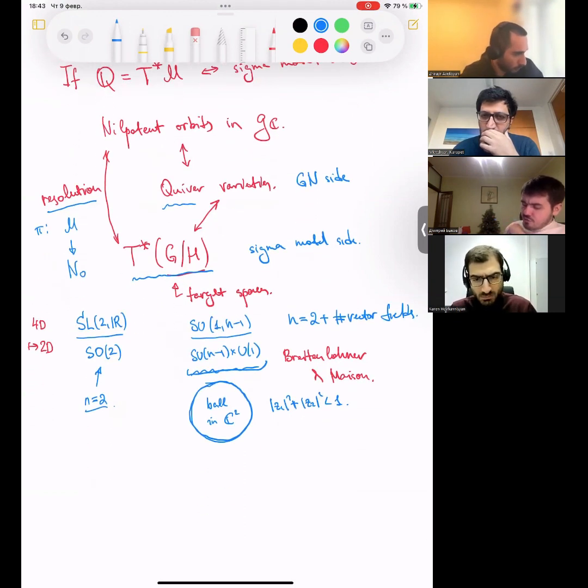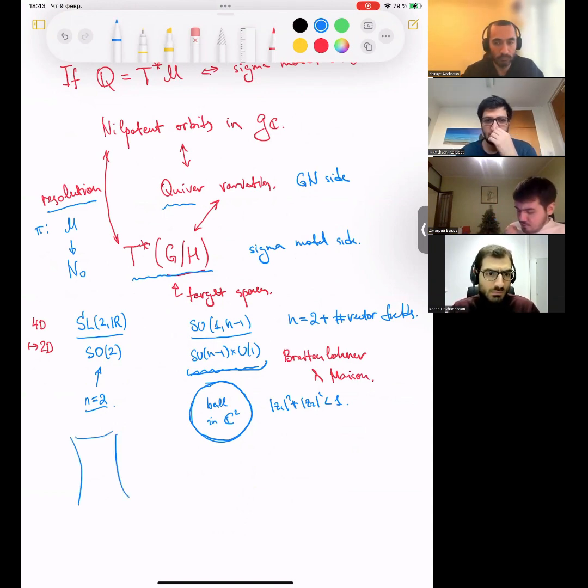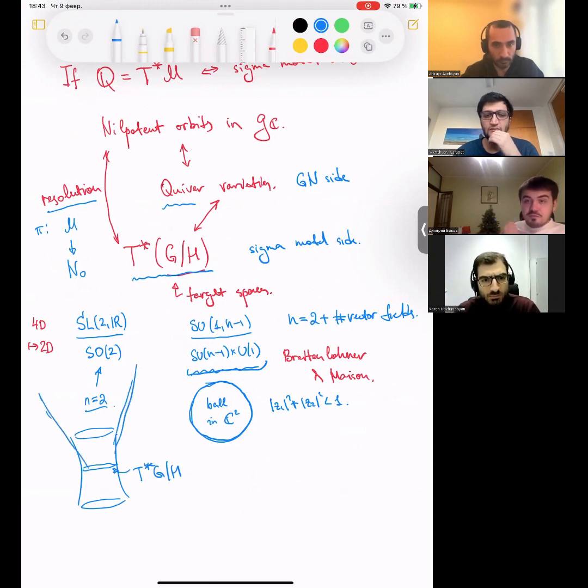On T star of G over H there is in principle a metric that is asymptotically conical. Yes, that's correct. The resolution looks like this, where here is an exceptional divisor, this is T star G over H, and then as you go to infinity, you stop seeing it. It just becomes like a cone. And the nilpotent orbit itself is a strict cone, where you don't have this waist here.